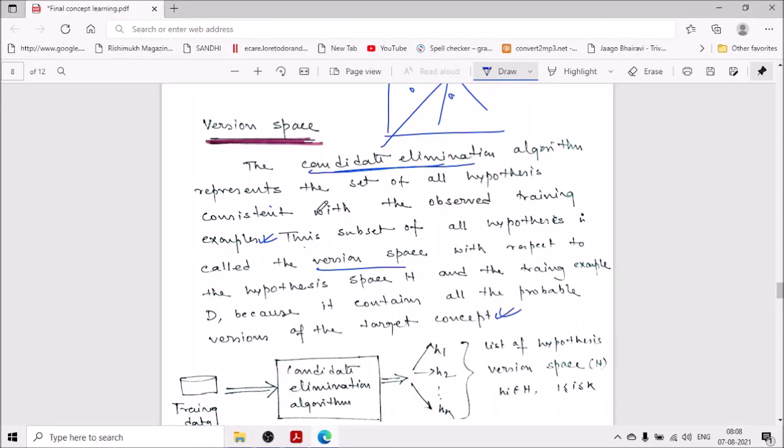So we have training data, and we apply the candidate elimination algorithm. This particular algorithm identifies all the hypotheses H1, H2 to Hk. That is nothing but our version space, or the list of hypotheses, called the version space H. Small hi belongs to capital H, and i varies from 1 to k. So a total of k hypotheses are there.